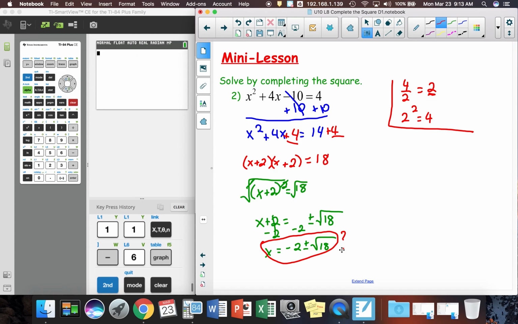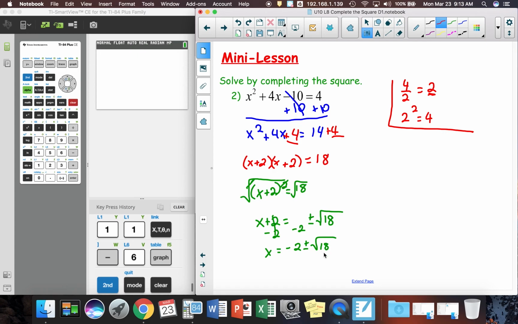Now, if you looked at this question and you got this answer, and you look for it in the multiple choice, you won't see this as an answer. Are we actually done? That's why I put a question mark there. We need to make sure that whenever we solve these types of equations, the radical is fully simplified. In this case, 18 could be simplified further.